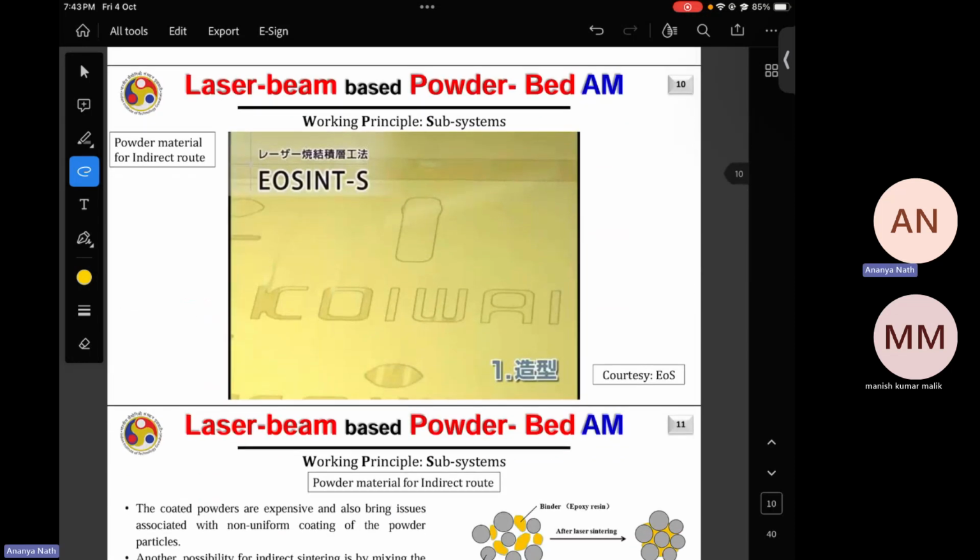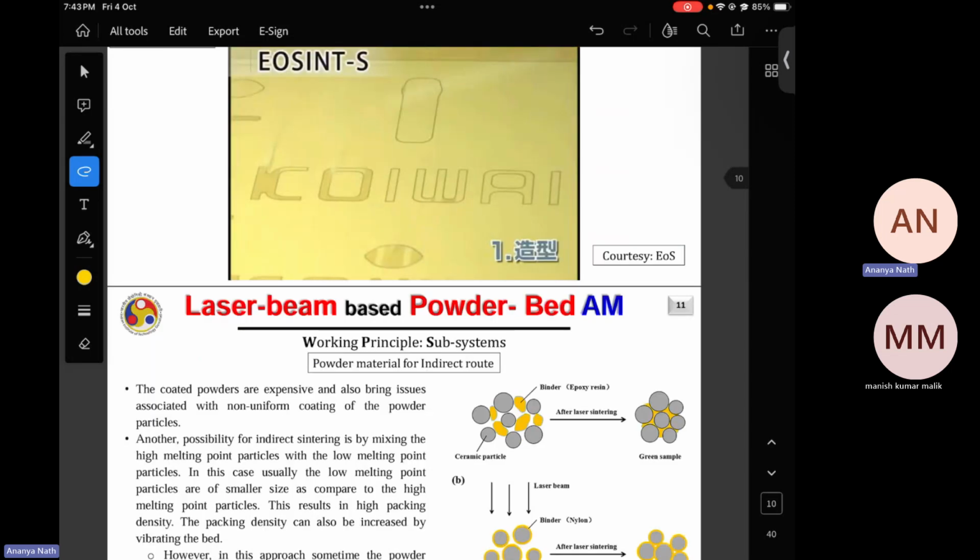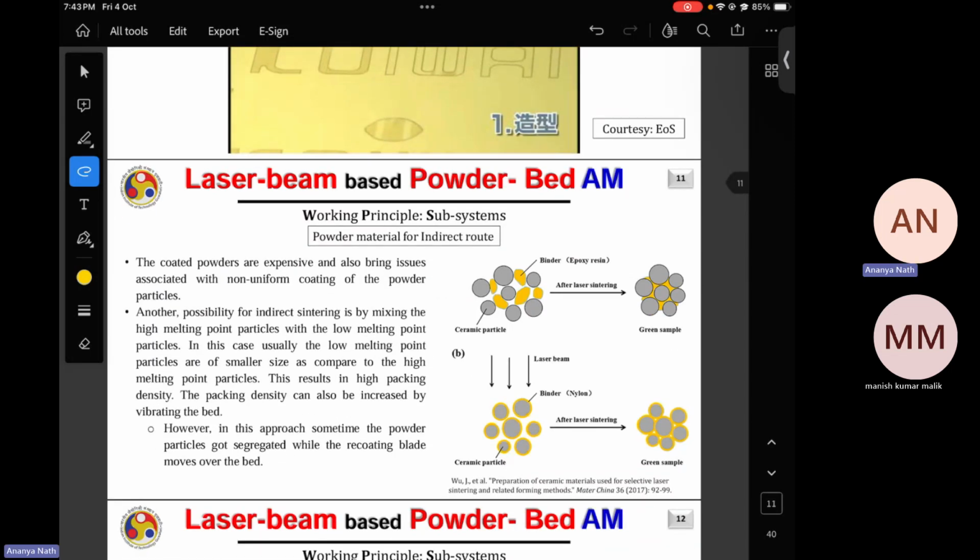So this is one thing. Then you have this EOS Int S. So this is the EOS company that I was talking about. They made this type of indirect route of material deposition in case of laser powder bed fusion process. So this is what I was trying to show you.